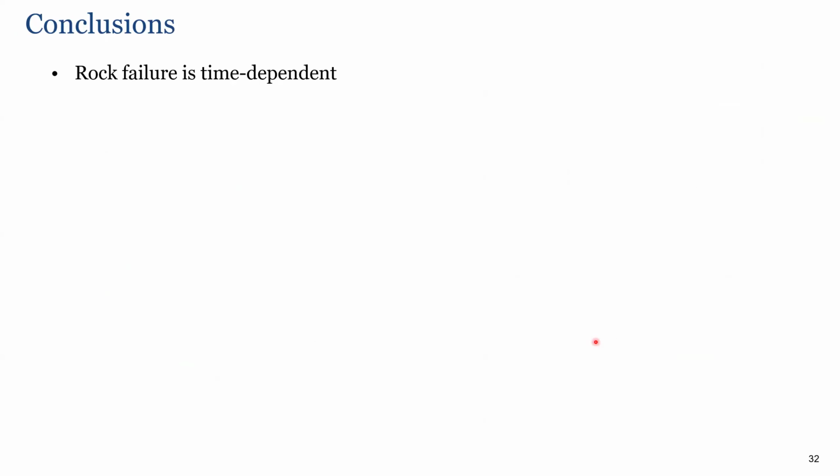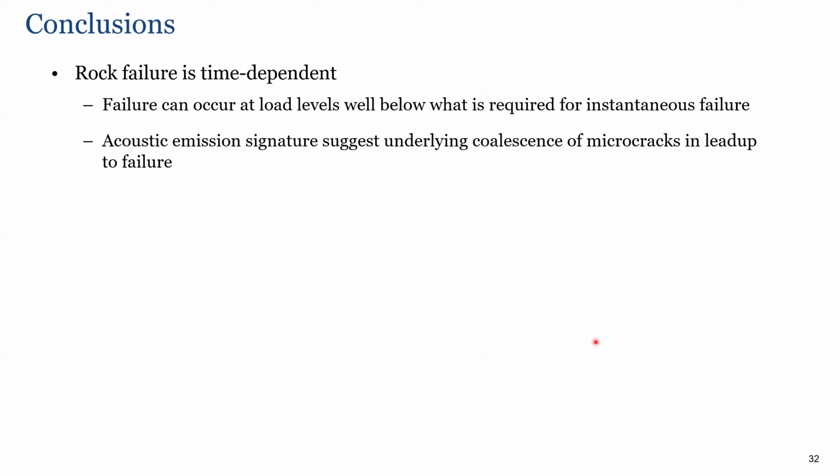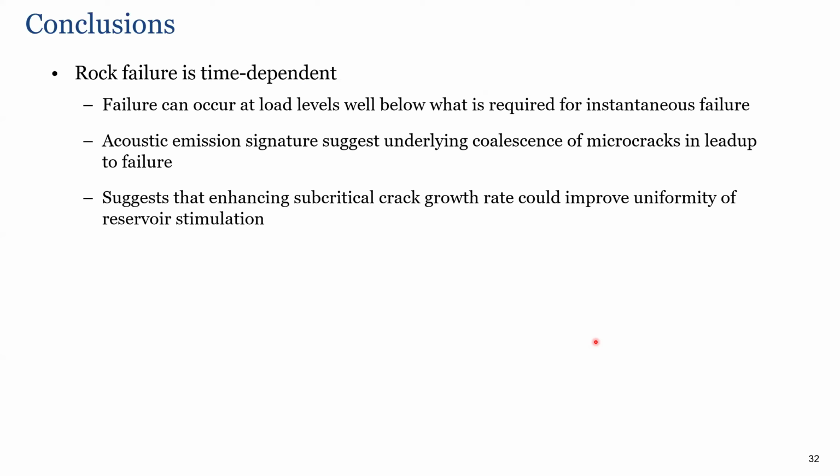Okay, so to conclude, I think there are two behaviors that are pretty ubiquitous in rock mechanics, but that we often overlook. Maybe it's not always relevant, but sometimes it is. So, rock failure is a time-dependent process. It can occur at load levels well below what's required for instantaneous failure. Acoustic emission signatures suggest underlying coalescence of microcracks that takes place in a time-dependent way. And enhancements, for example using a subcritical crack growth law, can improve not only our simulation accuracy, but using these to guide us could improve things like uniformity of reservoir stimulation.